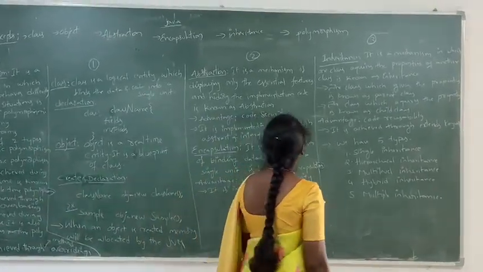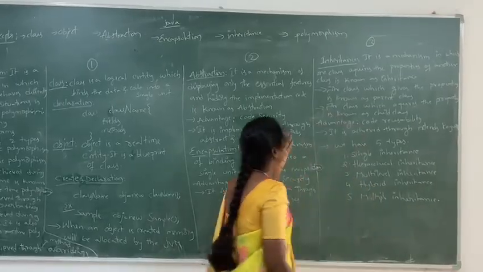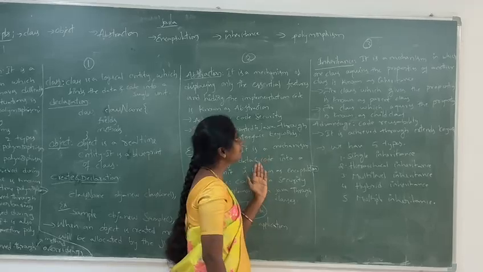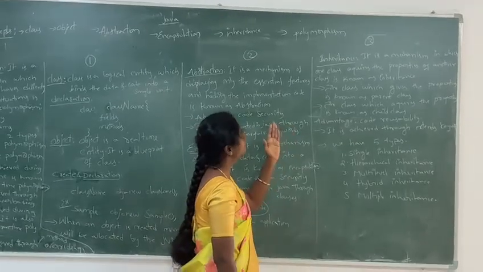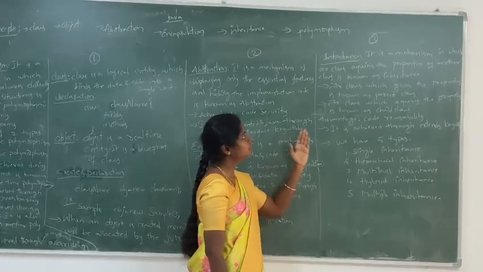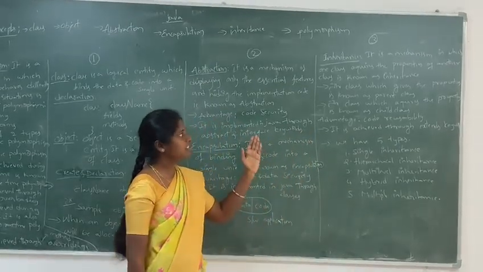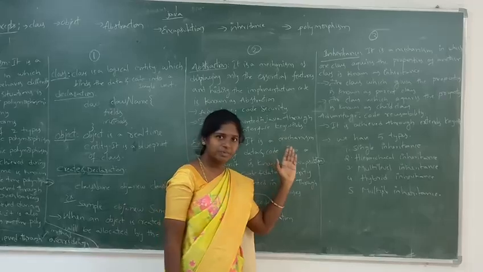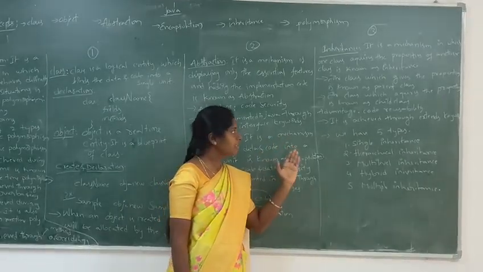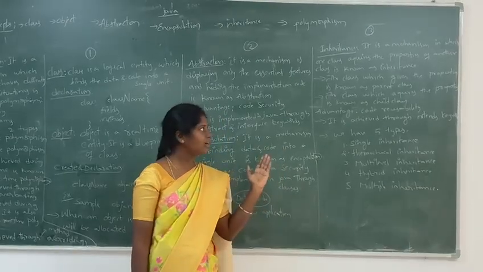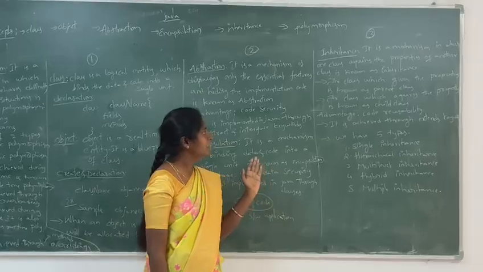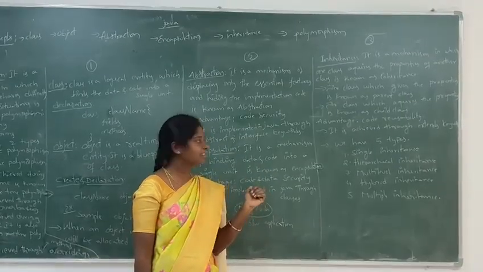Next, coming to another OOP concept, inheritance. Inheritance means parent and child relationship. It is a mechanism in which one class acquires the properties of another class. The class which gives the properties is known as the parent class. The class which acquires the properties is known as the child class. The main advantage of inheritance is code reusability. It is achieved through the extends keyword.